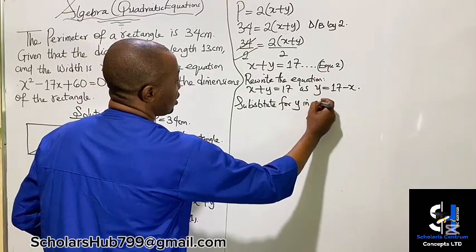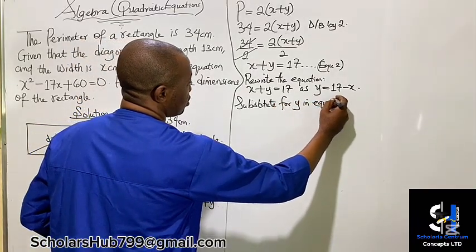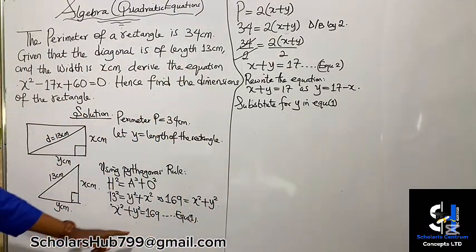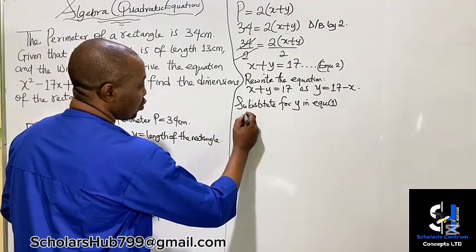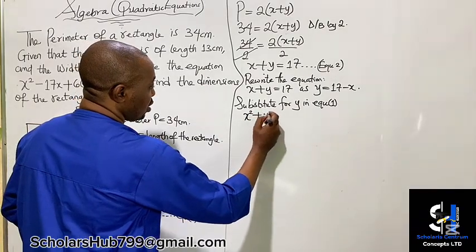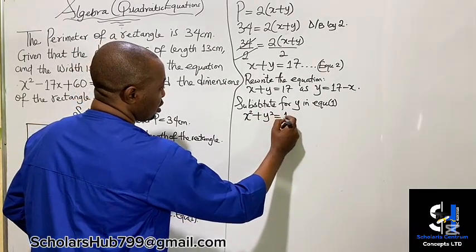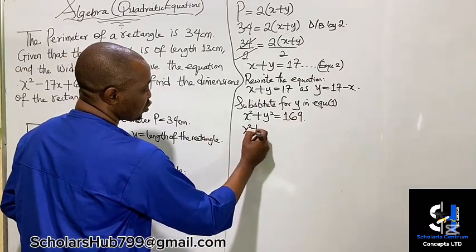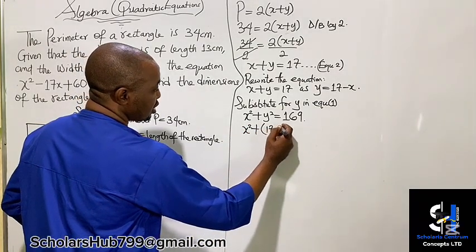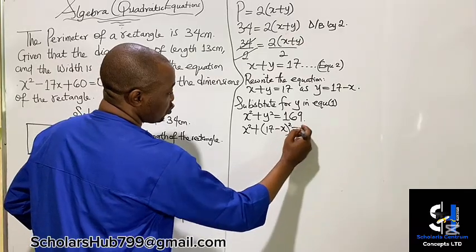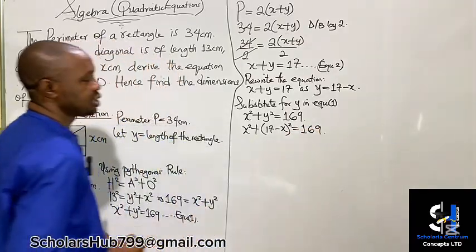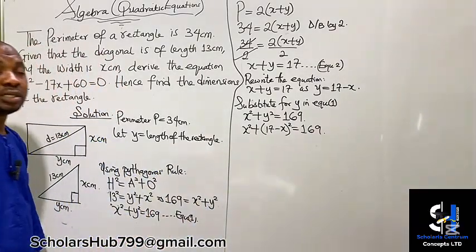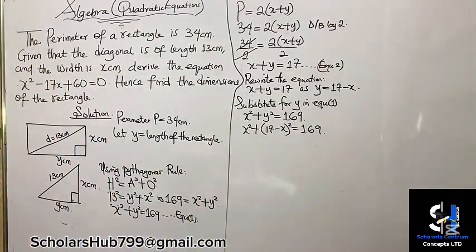y in equation 1. We have equation 1 here, and equation 1 is x squared plus y squared equals 169. So we have x squared plus (17 minus x) raised to the power of 2 equals 169. So we can expand the square of 17 minus x.